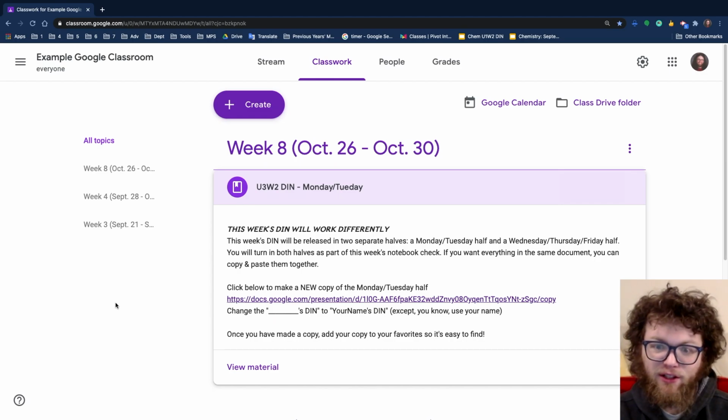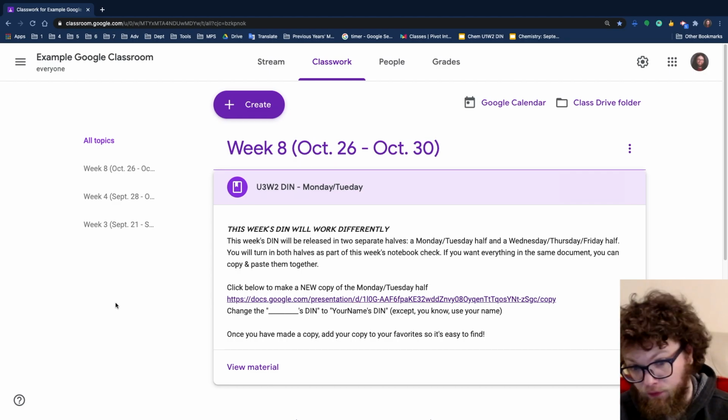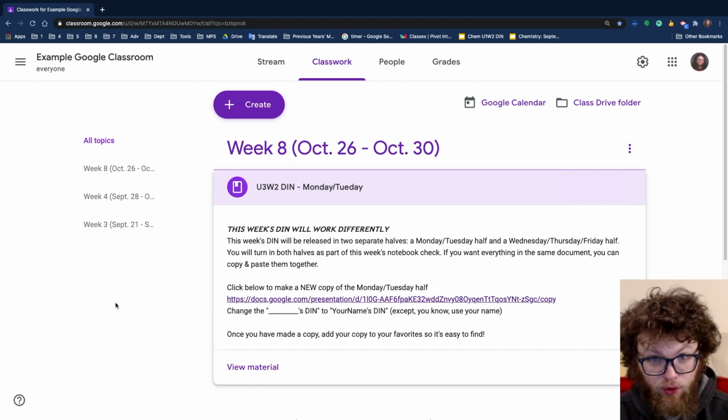Hello, it's Monday, Tuesday, and we have a new DIN for this week. And the DIN this week will work a little bit differently. We are on week 2 of periodicity, that's unit 3. Unlike usually when the whole week's DIN is released at the beginning of the week, this week the DIN will be released in 2 parts.